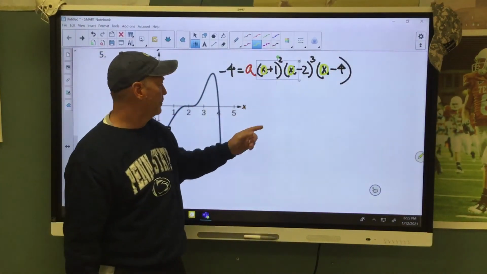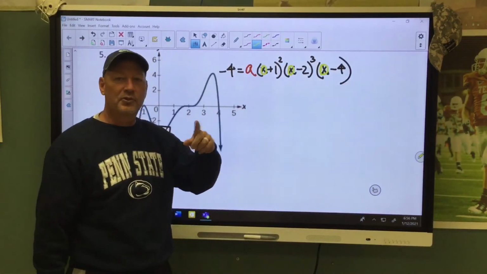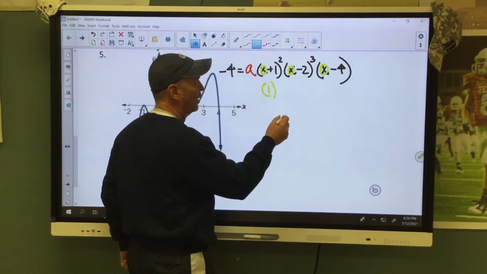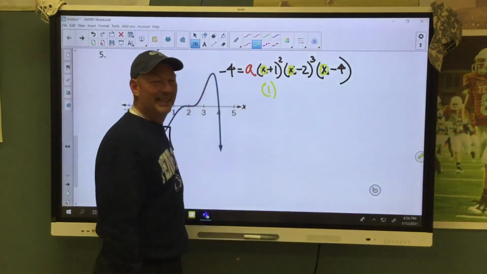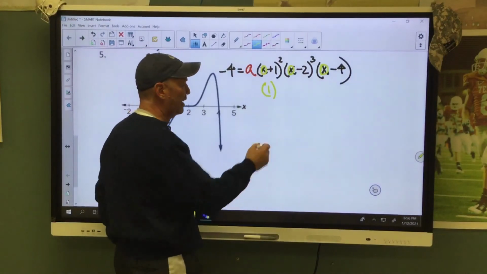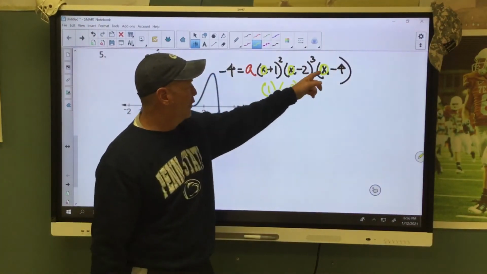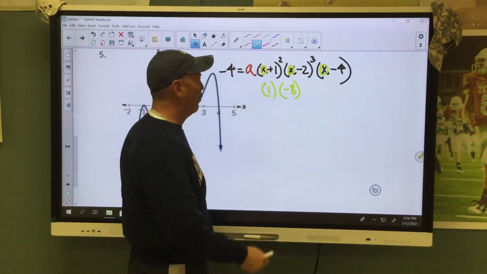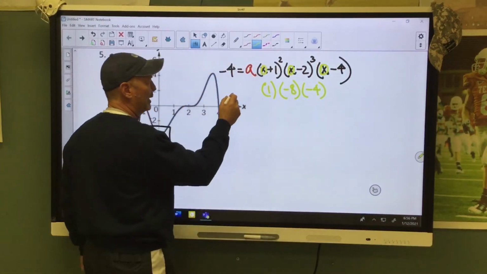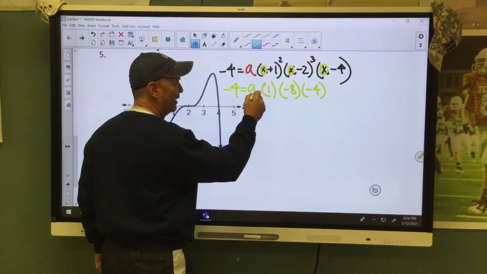0 plus 1 is 1. 1 squared is 1, so this is going to give me a 1. 0 minus 2 is negative 2. Negative 2 cubed is negative 8. 0 minus 4 is a negative 4. So we're going to bring this down. We're going to say negative 4 equals a.